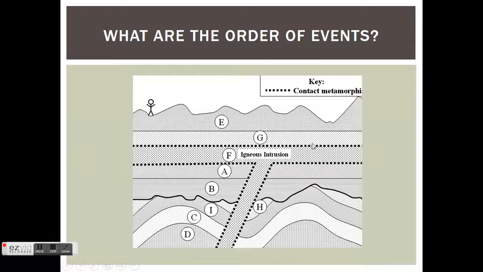So the correct order for this one would be D, C, I, H, then a fold, then an unconformity, B, A, G, F, E. Again, F had to come after G because G was burned by F. So those are examples of all of the laws.